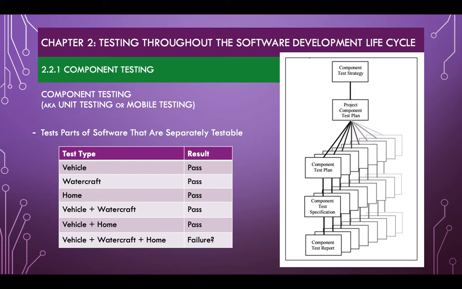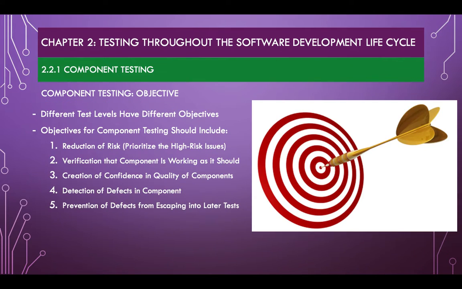Let's see what we can do to rearrange things. Vehicle and watercraft together, their insurance plan passes. Vehicle and home insurance plan passes. Vehicle and watercraft and home, I put these 3 together. These 3 components create a failure. What is the problem?